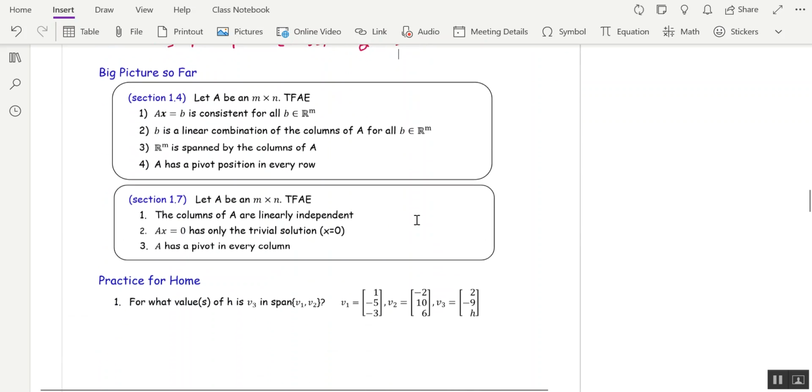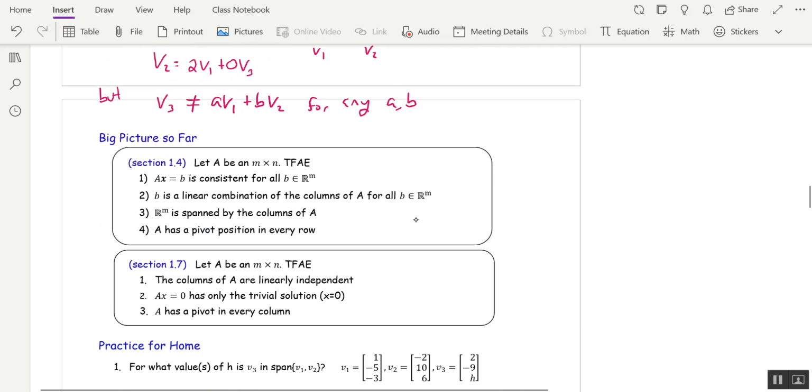Okay, and here we've got some practice problems for home, but I want to end it with just a recap of what we have so far in terms of pivots. When we're looking at AX equals B being consistent for all B, we want to be looking for pivots in every row. The reason for that is when we take A and augment it with B in the last column, we don't want to end up with all zeros and then something non-zero, like 5. That would be bad. That can't happen if A has a pivot in every row. Remember, A is the coefficient matrix. So if there's a pivot here, you couldn't end up with all zeros and then a 5.